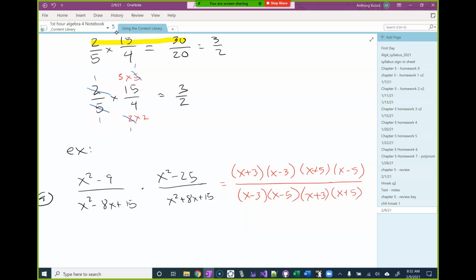Okay. Now that we have everything factored, let's look for things to reduce. Anybody see anything that can reduce?